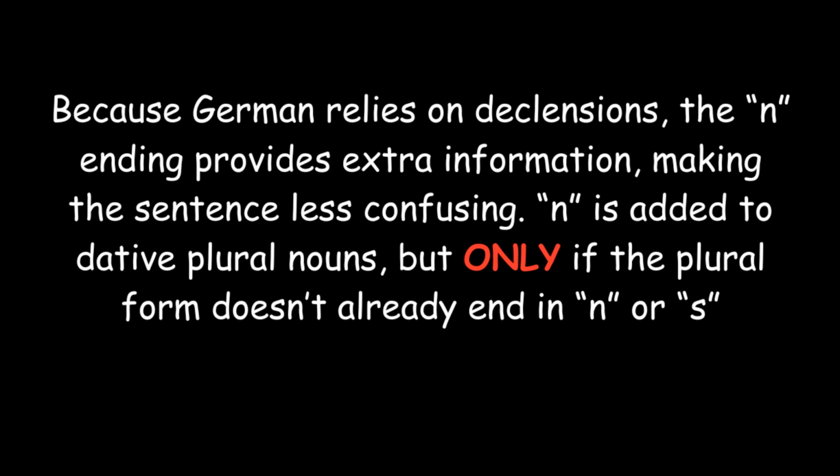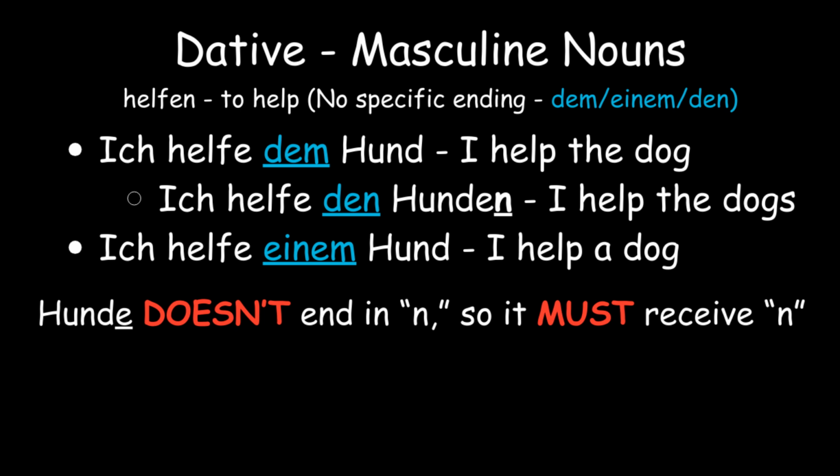N is added to dative plural nouns, but only if the plural form doesn't already end in N or S. This explains why Hunden receives an N, because Hunde doesn't end in N. This rule is very important to know.